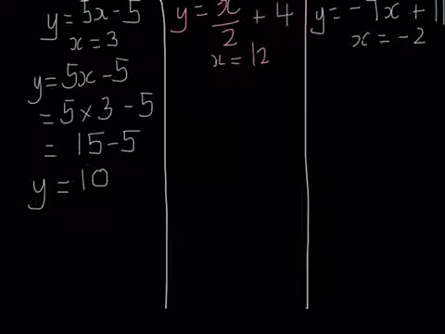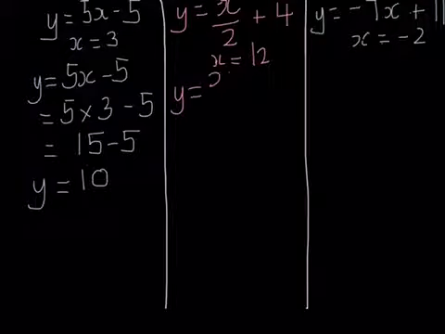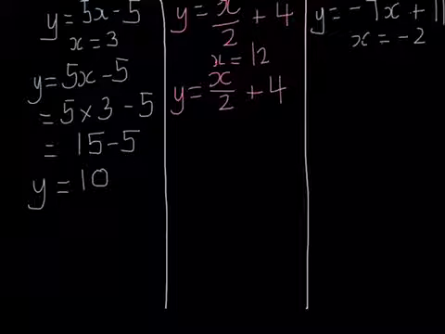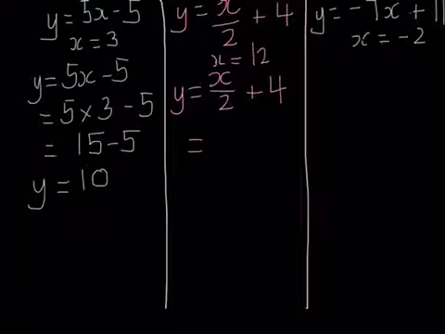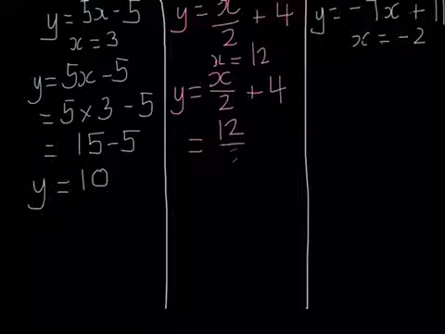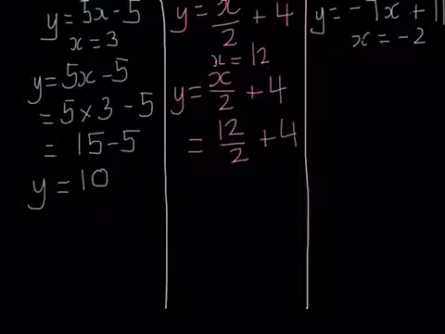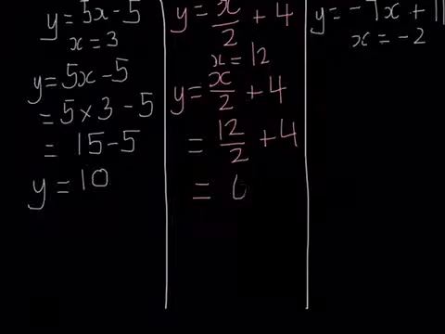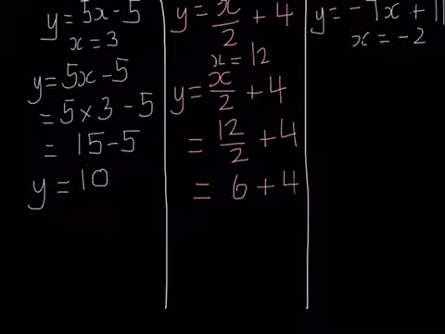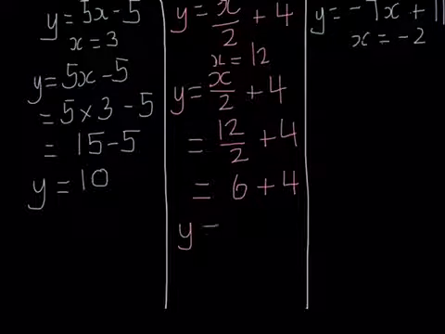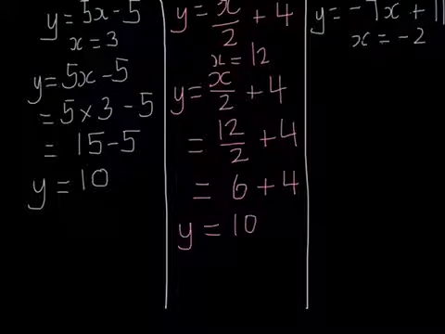Let's have a look at number 2. Y equals x divided by 2 plus 4, where x equals 12. So first of all, we write out our formula. Y equals x divided by 2 plus 4. Let's substitute in the 12. So 12 divided by 2 plus 4. Show our working out. 12 divided by 2 is 6 plus 4. So therefore y equals 10.